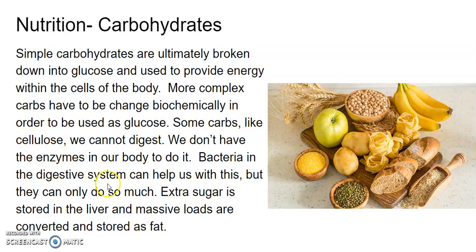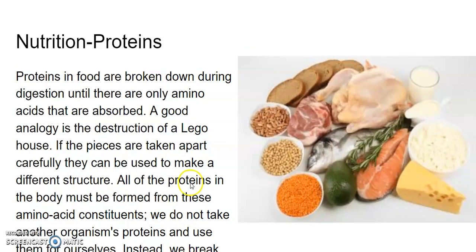And so we have to have bacteria in our digestive system because they can break down a lot of the sugars that we cannot. They can only do so much. The extra sugar is stored in the liver. The rest you actually get rid of. That's why when you eat certain plants, well, the plant cell bodies are made of sugars, but we can't digest a lot of those cell bodies or those sugar structures, and so they get passed out of our body through the intestines.